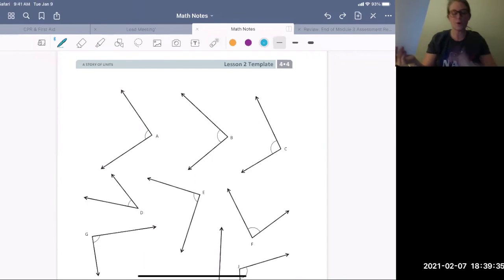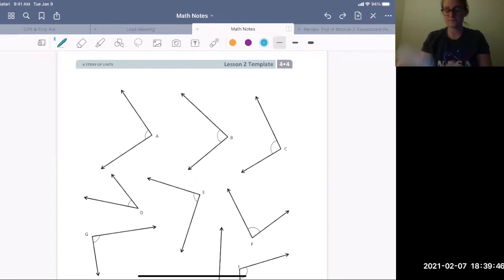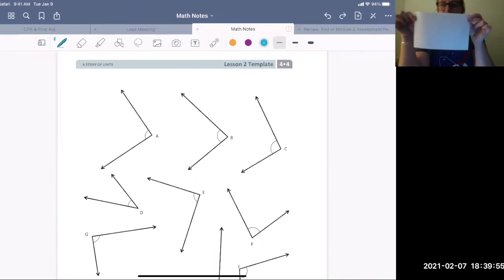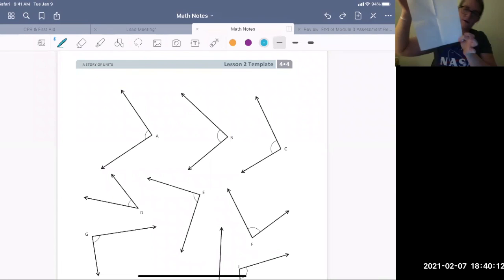Okay, so for this part of the lesson, we're going to take this paper and fold it in half twice. We're going to fold it hamburger style. Then we're going to fold it in half again the same way, hamburger style. When you open up your paper, you'll have a line going down and going across.